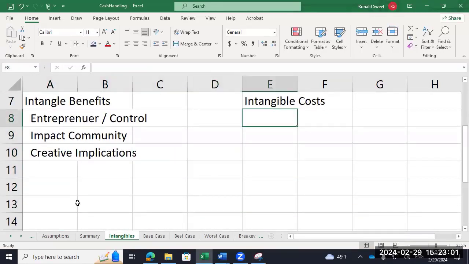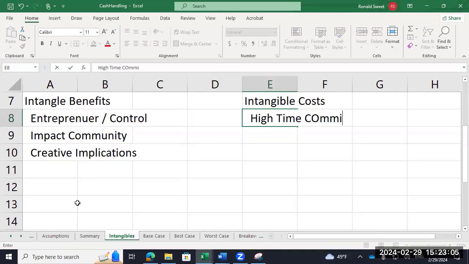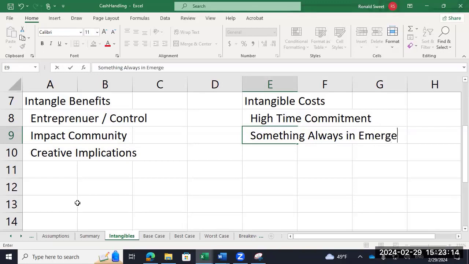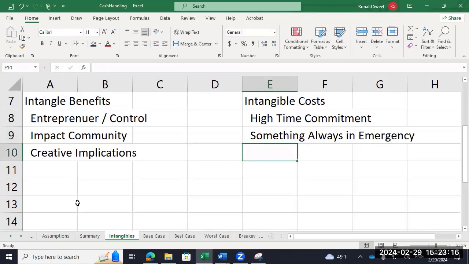Intangible costs is a time commitment. There's always an emergency. There's always something going wrong. We have franchise. People don't show up to work. A truck doesn't deliver food on time or drinks on time.